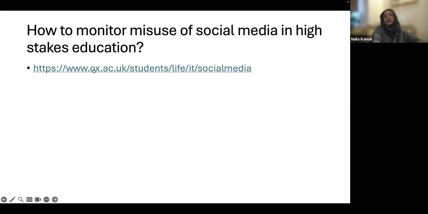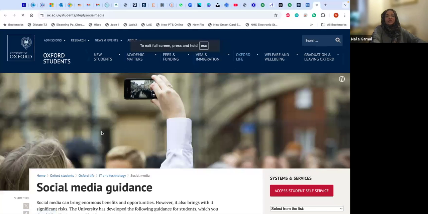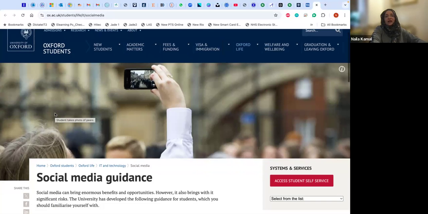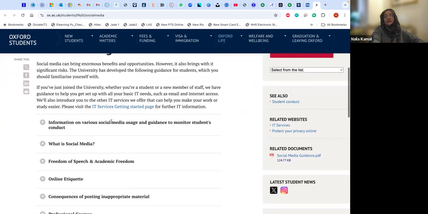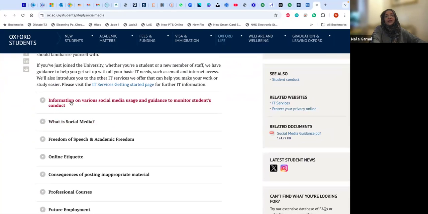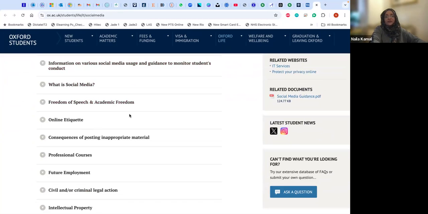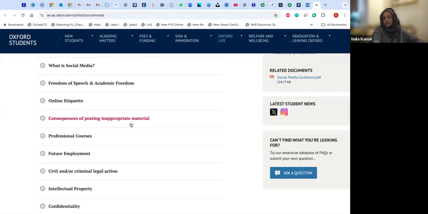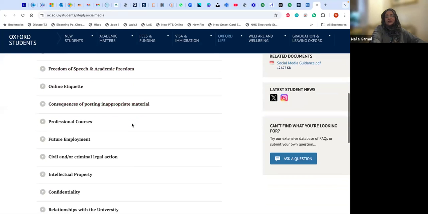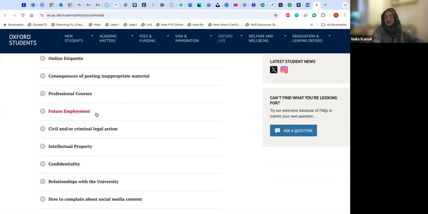There was another question that was asked about social media, and I found this link. So this is Oxford University, and they have this guideline here on social media. Every university will have a guideline which tells what to do and what not to do, and it will have consequences. What is social media? You can say what you can say, freedom of speech, academic freedom. You can criticize your teacher, but in a formative way. You cannot be disrespectful. What is online etiquette? What are the consequences? You can be restricted, you can be thrown out of the university, and it can affect future employment, because that goes on here.